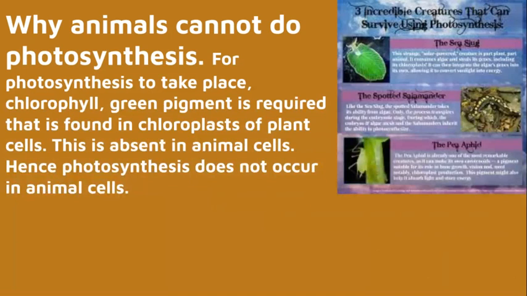Why animals cannot do photosynthesis. For photosynthesis to take place, the chloroplast is needed. Green pigment is required that is found in the chloroplast of plant cells. This is absent in animal cells. Hence, photosynthesis does not occur in animals.